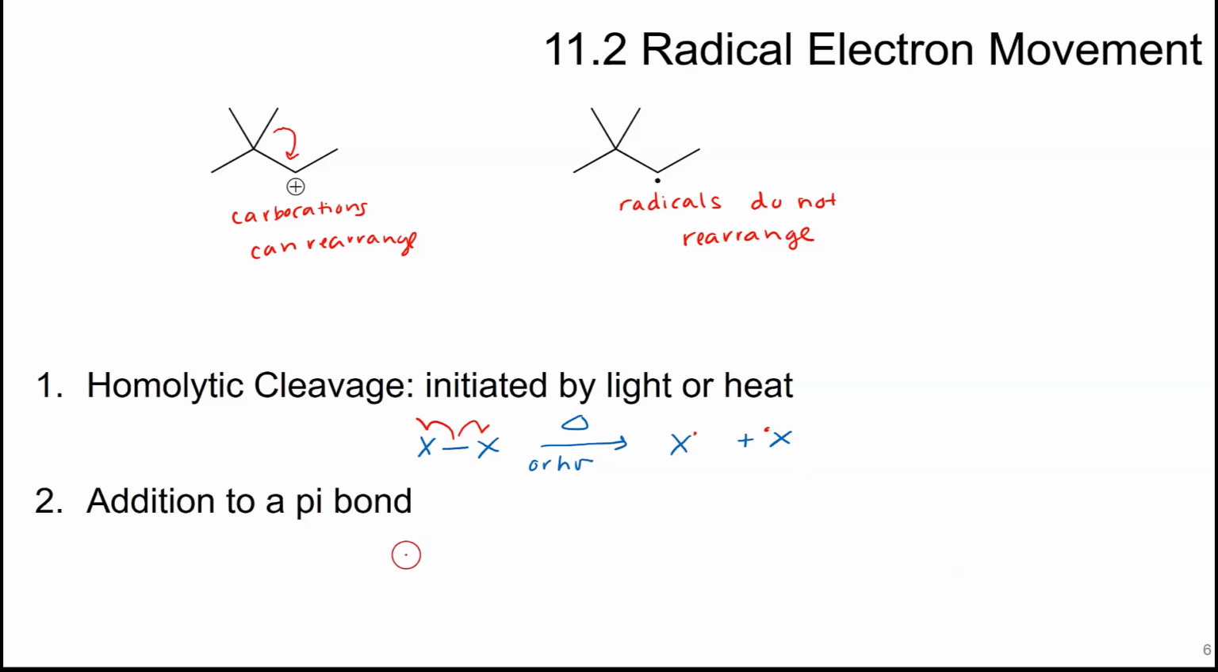We can also get addition to a pi bond. So we have an alkene, and there's that X radical. One electron comes here, one goes here, this one comes here. So a new bond was formed there. That radical is on the end there.